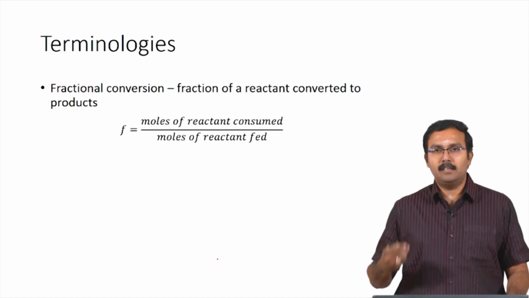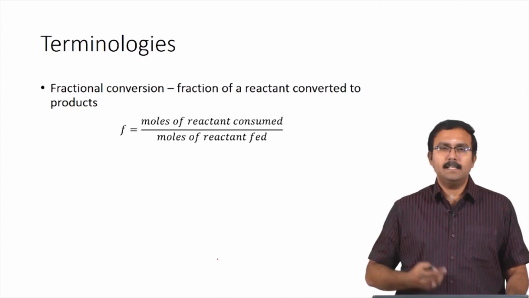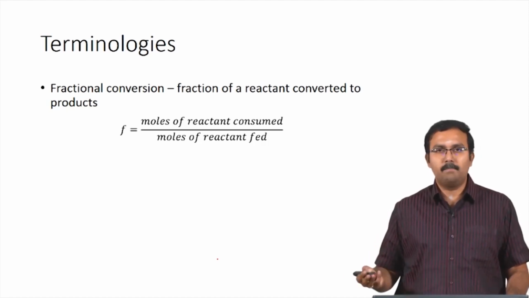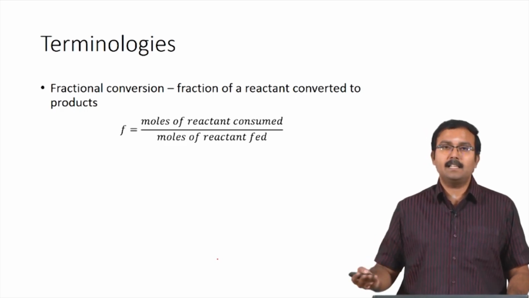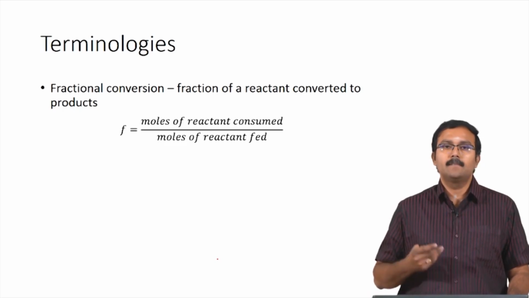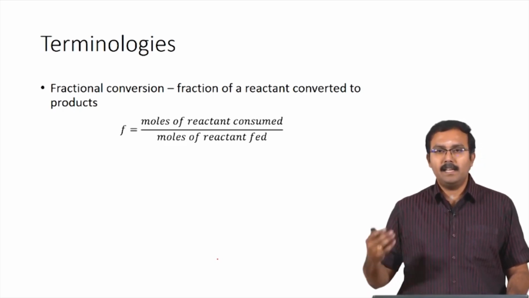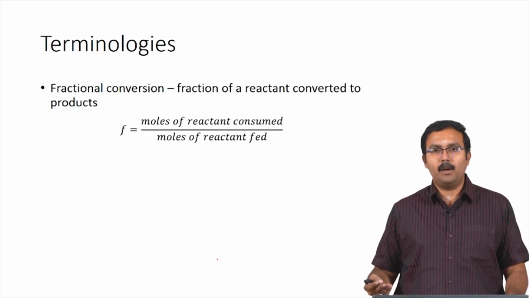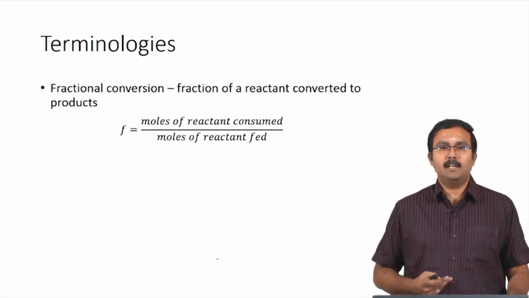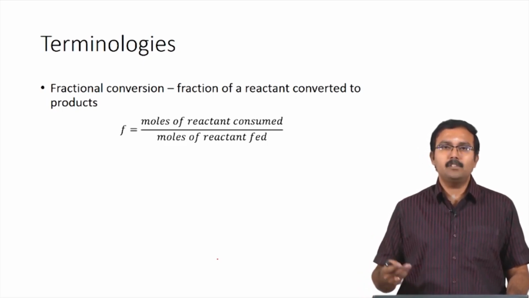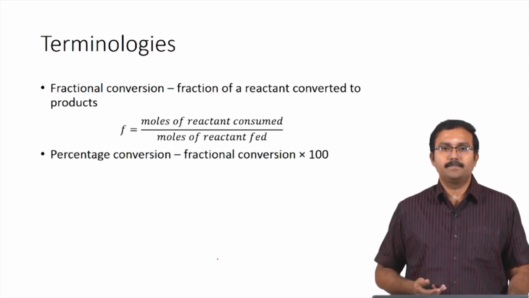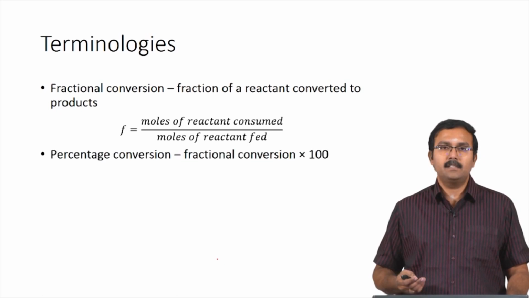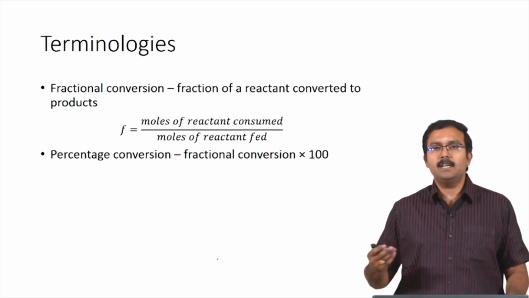You have a term called fractional conversion. As I said, reactions do not always go to completion, which means only a fraction of the reactant gets converted to products. So, the fraction of the reactant which actually gets converted to the product is called the fractional conversion. It is defined as the moles of the reactant consumed to the moles of reactant fed. Percentage conversion is expressed as fractional conversion times 100.